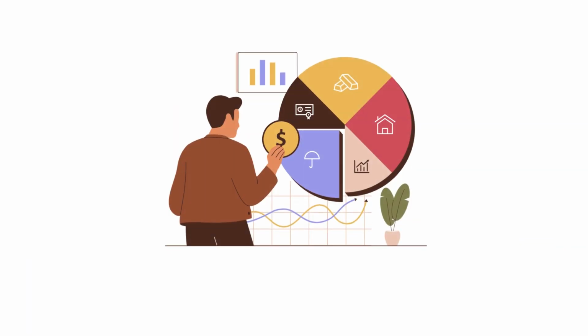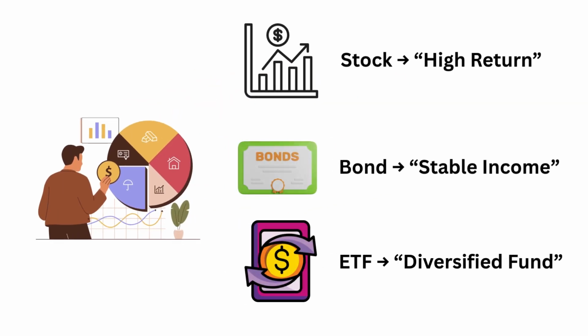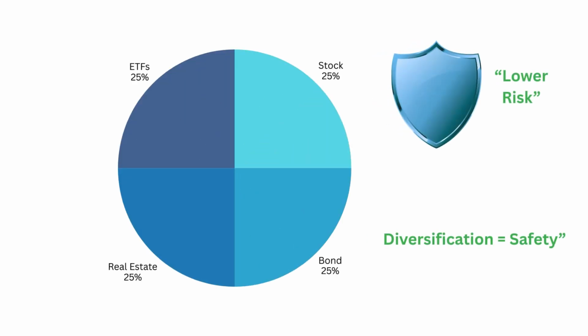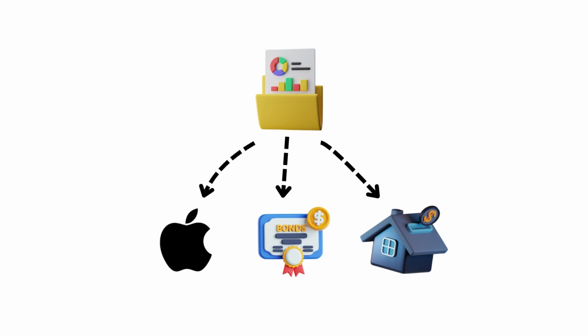Portfolio. Portfolio is your collection of investments, like stocks, bonds, or ETFs. A balanced portfolio spreads risk across different assets. Your portfolio might include Apple stock, a bond fund, and some real estate investments.